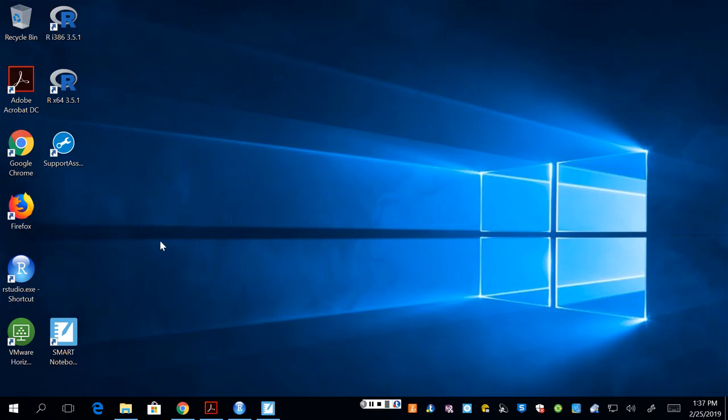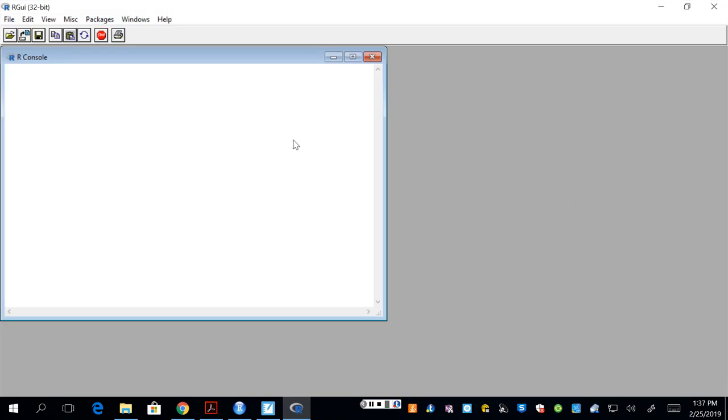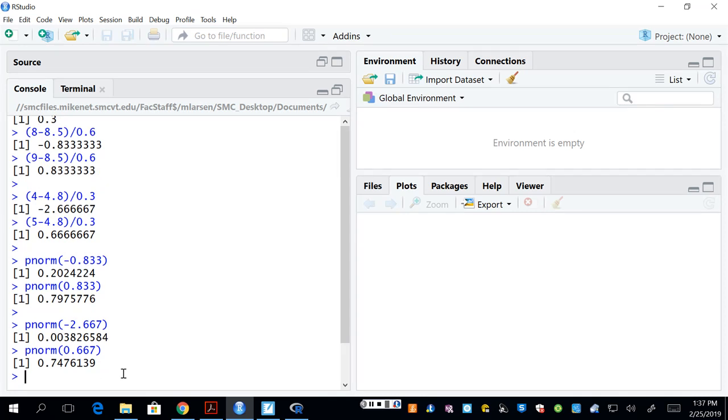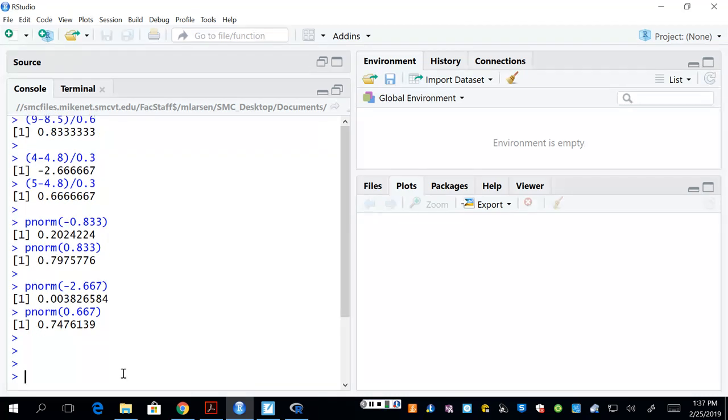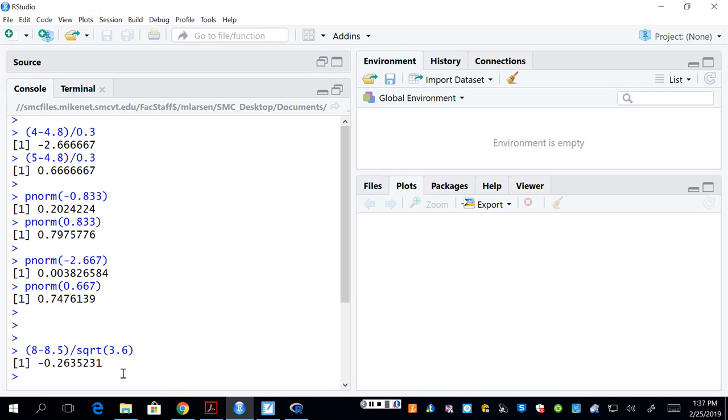I started to do some calculations on here. I'm just going to open up another window because it's not quite what I had before. You could calculate that through your calculator. So 8 minus the average of 8.5, divided by the square root of 3.6, gives a z-score of negative 0.26. For our tables, we really just need the first two decimal places. Negative 0.26.